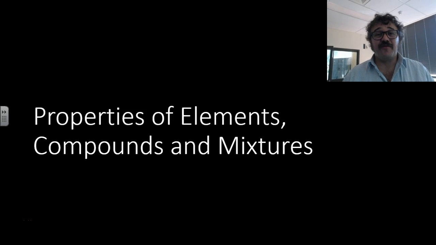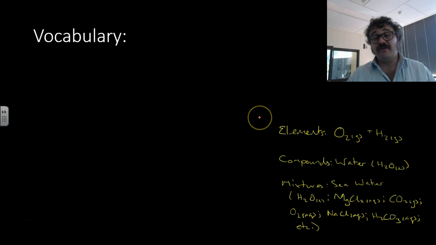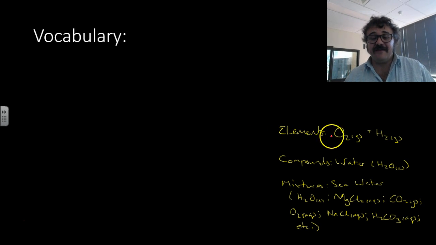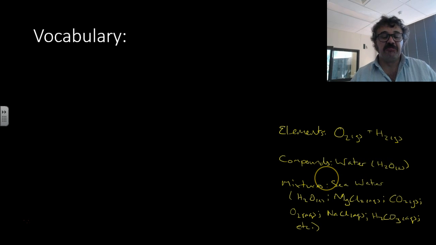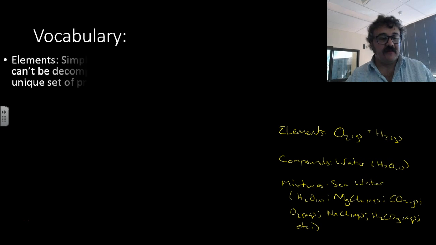Alright guys, so let's have a look at the properties of an element, compound, and mixtures. So let's see what happens when we compare all these. We'll start with some vocabulary. Now over here we have some that you should already know. For example, an element is made up of one type of atom. A compound is multiple types of atoms. Now remember, they're chemically bonded, and a mixture is of varying composition.